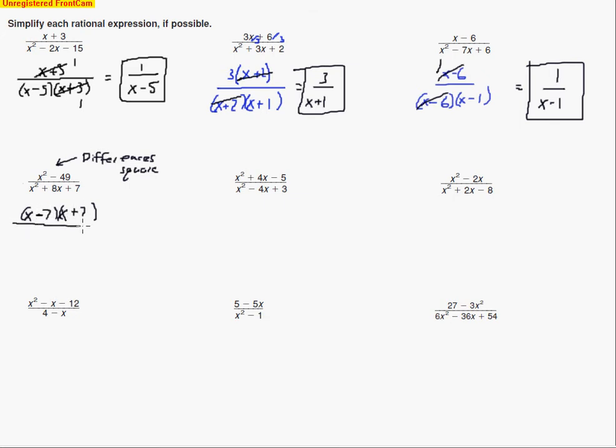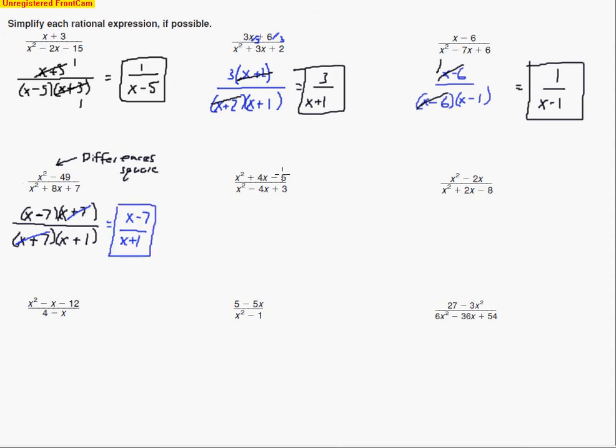Now, down below, we have two binomials. Now, numbers that multiply to make 7 would be 7 and 1. And they do add to make 8 if we make them both positive. And so from that point, we can now cancel out those common x plus 7's. Those will cancel. We're left with only an x minus 7 on top and an x plus 1 on the bottom.